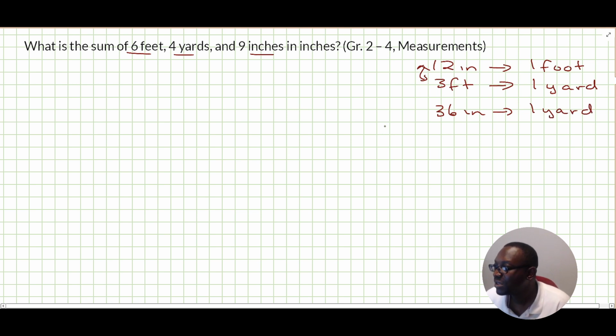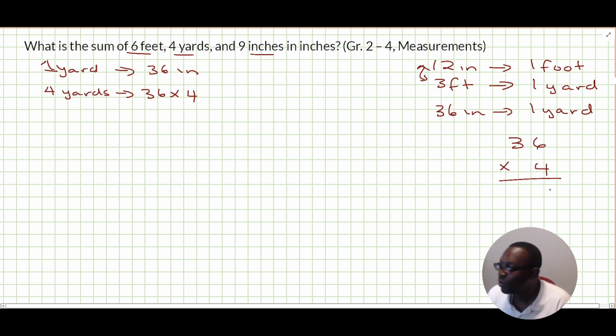So what we're going to do now is look at each of these. How many yards are there? We have 4 yards. We want to convert them to inches. So 1 yard gives us 36 inches. So 4 yards will just be 36 multiplied by 4. 6 multiplied by 4, we have 24. So I'm going to write 4 here and bring 2 up here. 3 multiplied by 4, we have 12. Plus 2, we have 14. So 4 yards will give us 144 inches.